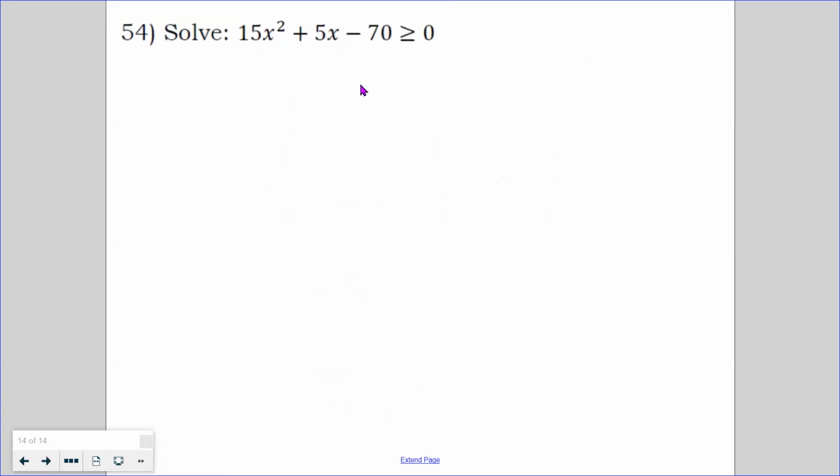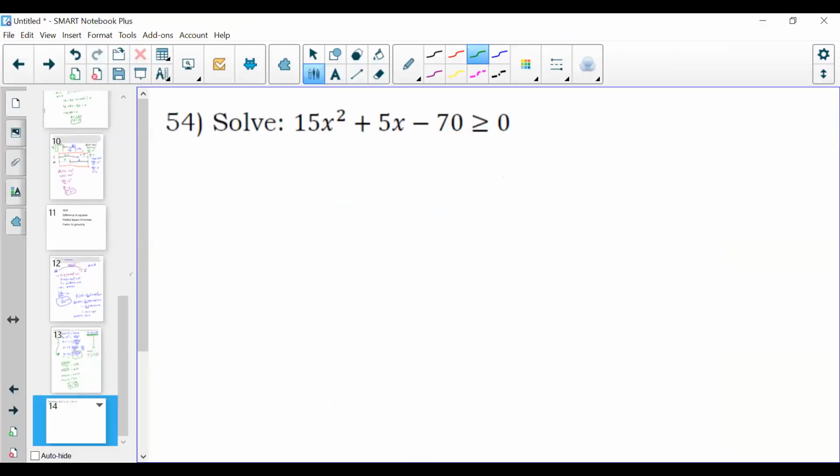Solve 15x squared plus 5x minus 70 is greater than or equal to 0. So for this one, when you have inequalities of quadratics, you want the inequality to have a 0 on one side, which we already have here. So it's already set up for me.